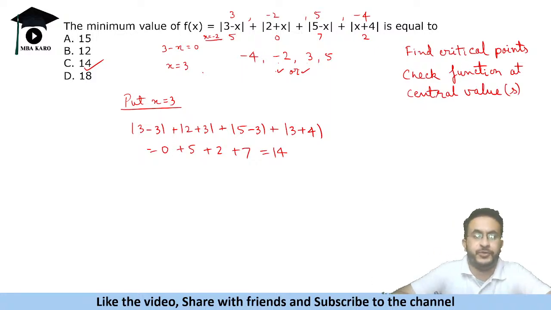But if you put 5 or minus 4, you will get a different value. So check and see that you get a different value. So minimum will be at the central values. Okay, so this is how you do mod questions.